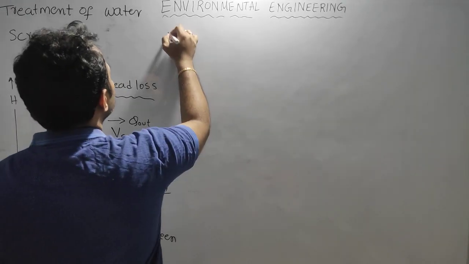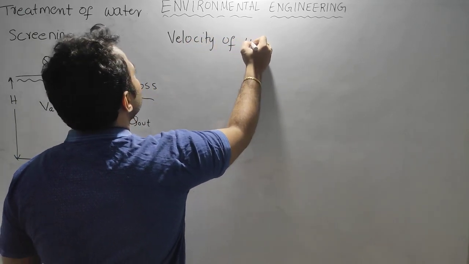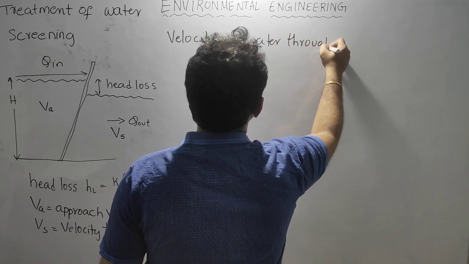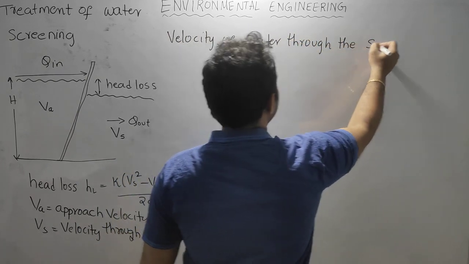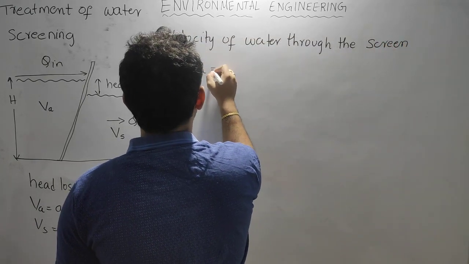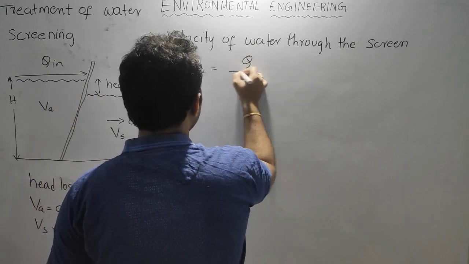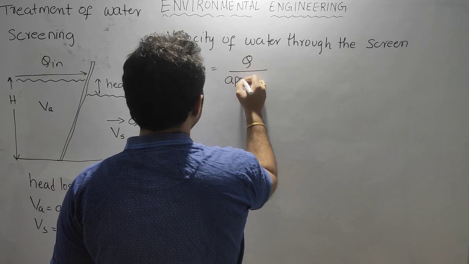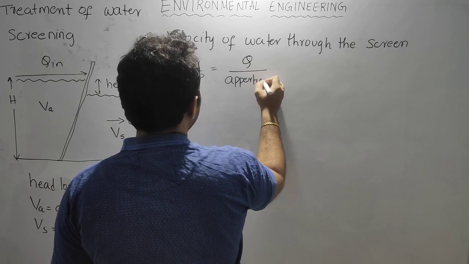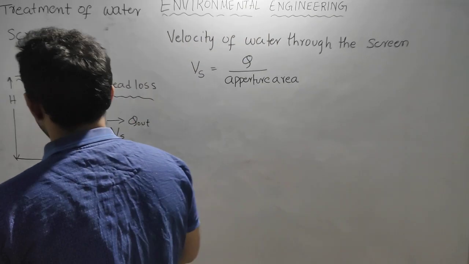The velocity of water through the screen, that is Vs. Vs is equal to, whatever the flow that is going out, Q in or Q out, both are the same, Q by aperture area. So what is the aperture area?